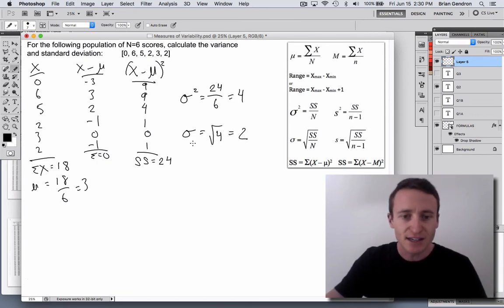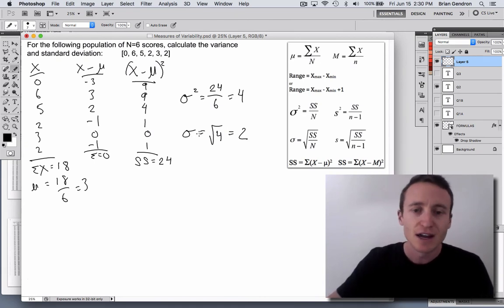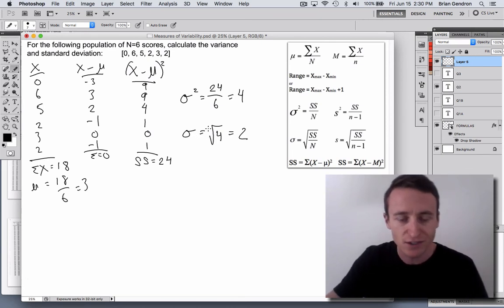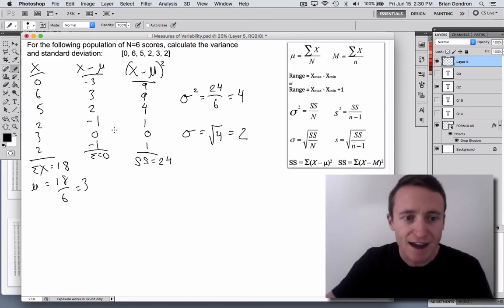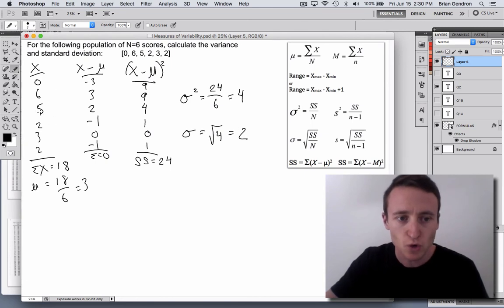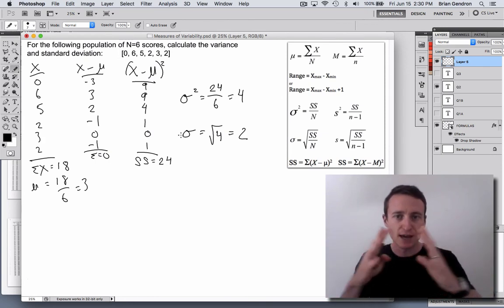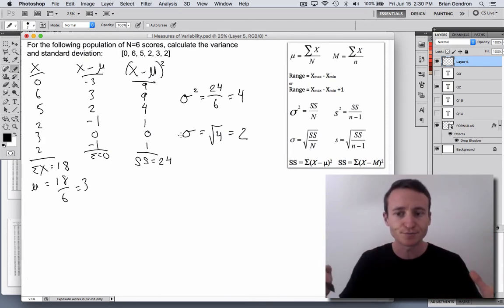Standard deviation could be defined as the average distance from the mean. In other words, on average, these 6 scores with a mean of 3 have a distance of 2. So they're about 2 points away on average from the mean. That's what standard deviation tells you. It's a measure of variability, how spread out the scores are.